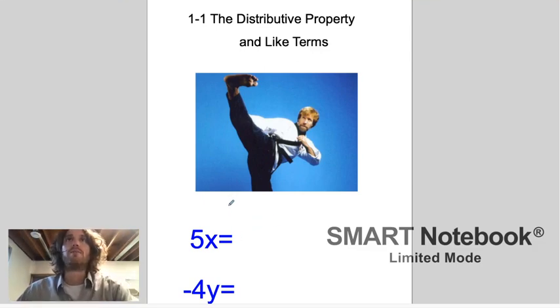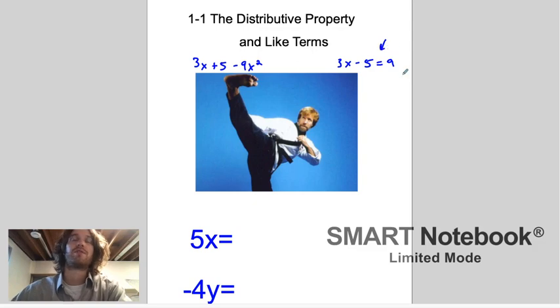Okay, we're gonna learn the distributive property and combining like terms. First of all, we need to know what a term is. There's terms in an expression. So there's an expression and an equation. Something like 3x plus 5 minus 9x squared is an expression. An equation would be something like 3x minus 5 equals 9. That is an equation because it has an equal sign.